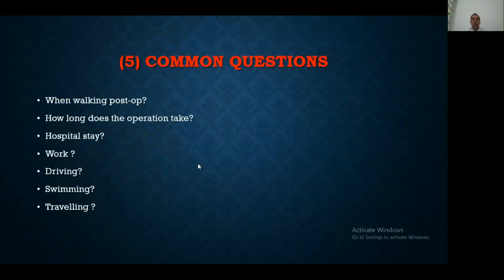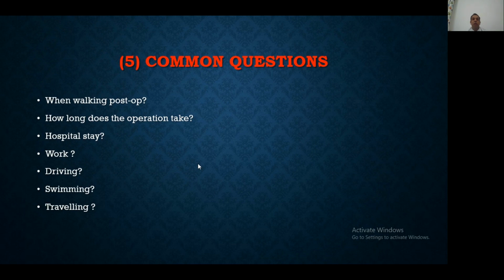So now I finish with some common questions. When can the patient walk after the operation? Hopefully from the first day, we encourage the patient to walk as much as is tolerable, from the first or second day, according to the physiotherapy management.